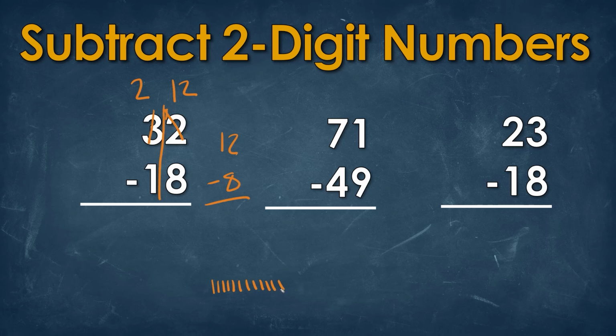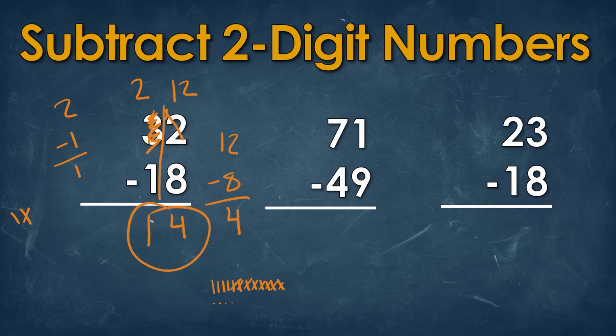Subtract 8 of those, and we have 1, 2, 3, 4, 5, 6, 7, 8. We're left with 1, 2, 3, 4. So we can put a 4 down here, right? 12 minus 8 is 4. Now, since we subtracted this 3, it's now a 2. So now we're going to subtract 2 minus 1, right? If we have 2 sticks, we remove 1, we're left with 1. So the answer is 14.